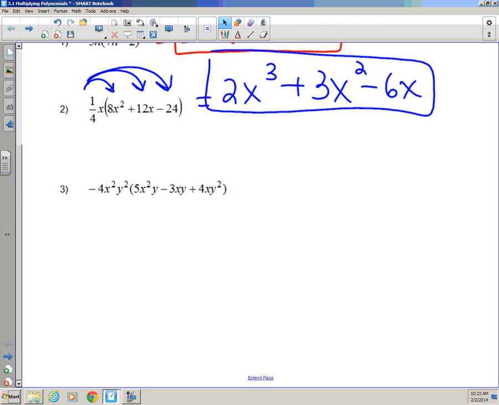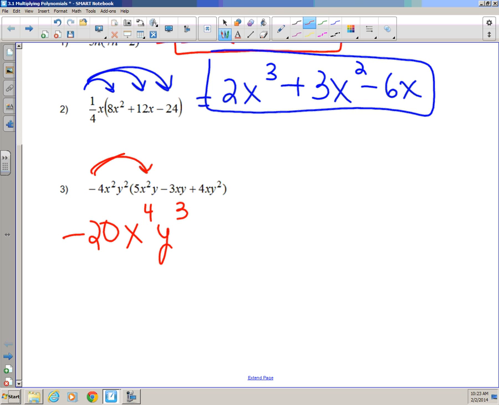Gets a little bit longer here, and you need to be very careful. Negative 4 times 5 is negative 20. X squared times x squared is x to the fourth. Y squared times y is y cubed. Go to your second distribution. Negative 4 times negative 3 is positive 12. X squared times x, x cubed. Y squared times y, y cubed.